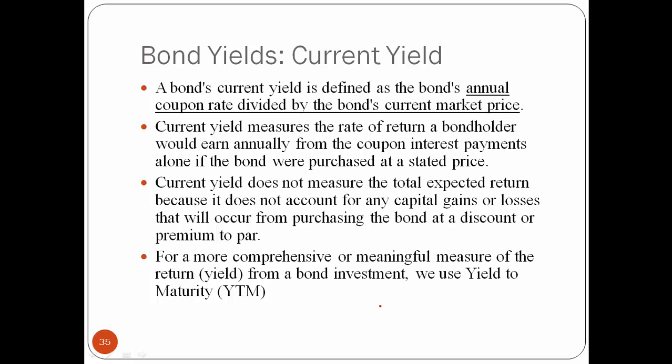So for example, if you are paying $900 to buy a 10% coupon bond, that's the current market price. Once you pay $900 to get this bond, within 1 year, it's going to pay you $100. So $100 coupon payment out of the $900 you just paid, that is the so-called current yield. It measures the rate of return you, the bondholder, would earn from the coupon interest rate alone when you buy the bond at a stated market price.